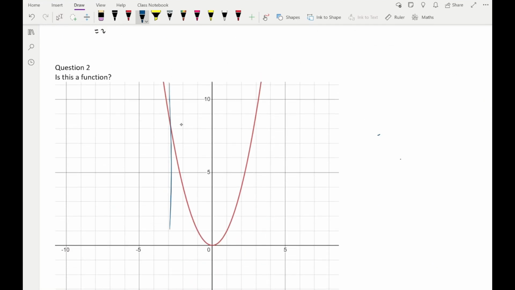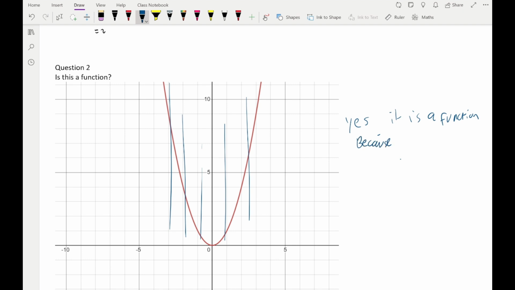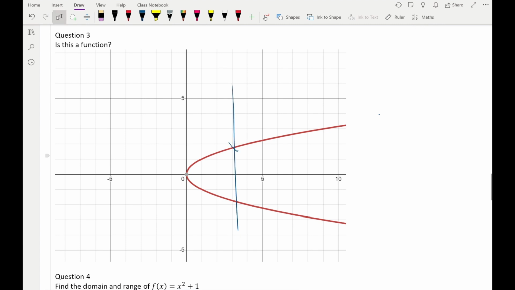Vertical line test here. Draw your vertical lines down. Yes, it is a function, because it passes the vertical line test. This one, uh-oh, so that hits the graph twice. No, it's not a function, because it fails the vertical line test.